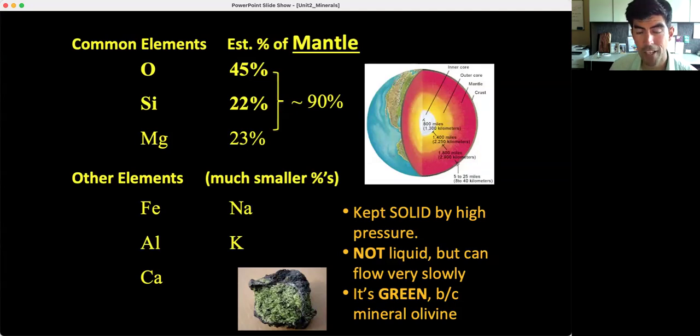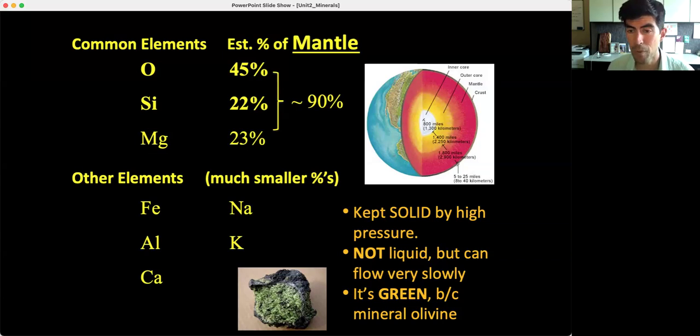It has oxygen, again, as its most common element at about 45%. Silicon as well, 22% this time. But now in second place, above silicon, is magnesium at 23%. Combining all of these together is about 90%. These three elements together, oxygen, silicon, and magnesium, account for 90% of the mantle. There are other elements like iron, aluminum, sodium, potassium, and calcium, but these are all at much smaller percentages than what we observed them to be in the crust.